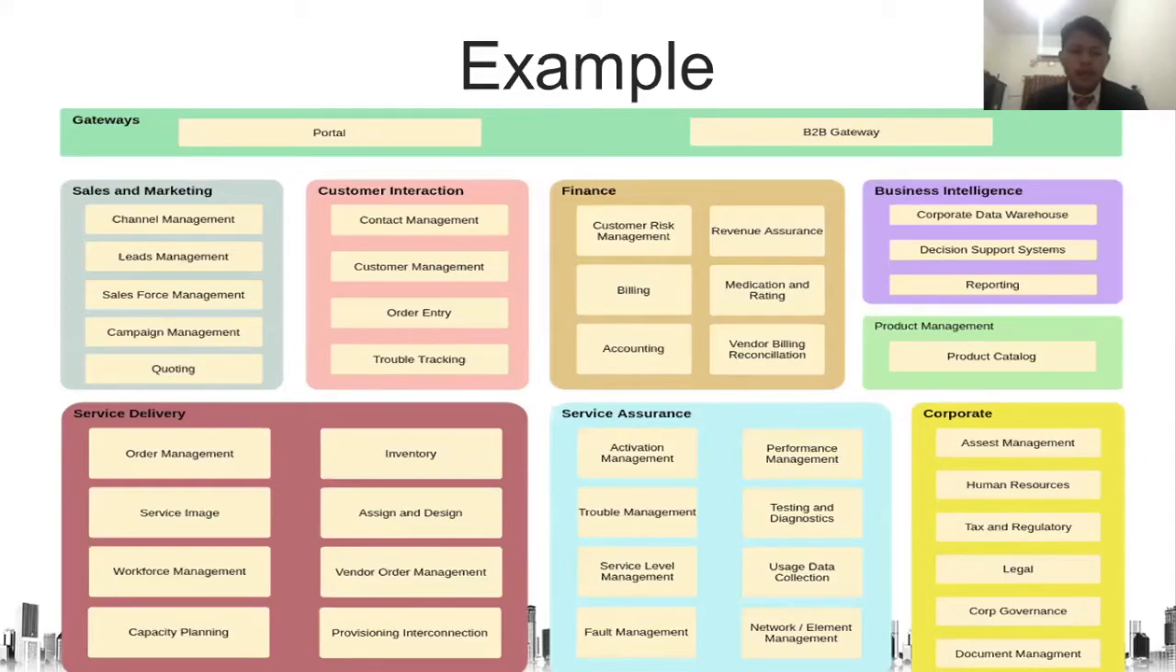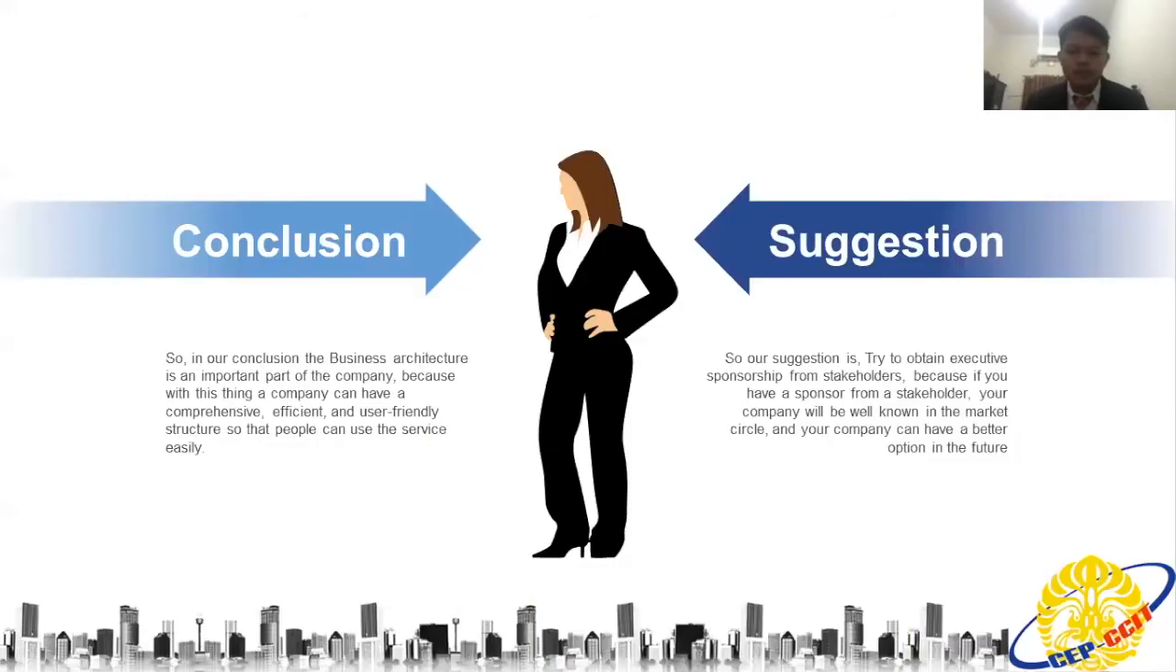Next is the conclusion and suggestion. Our conclusion is that business architecture is an important part of a company or corporation, because with it a company can have a comprehensive, efficient, and user-friendly structure so that people can use the service easily.